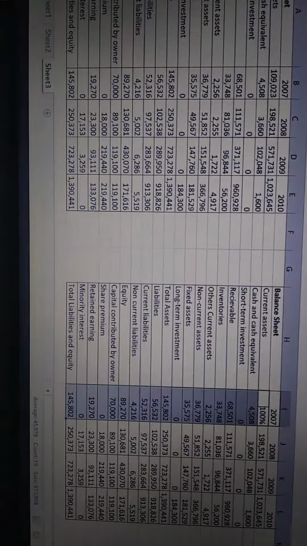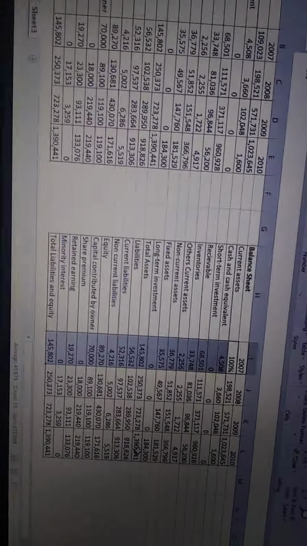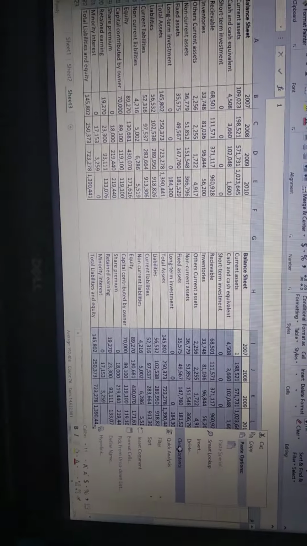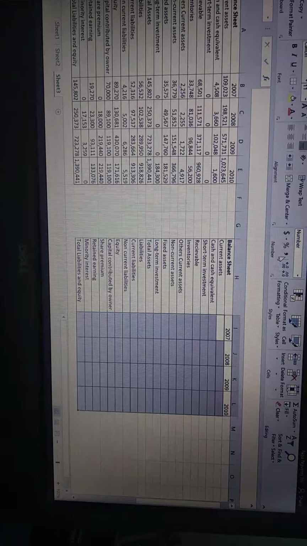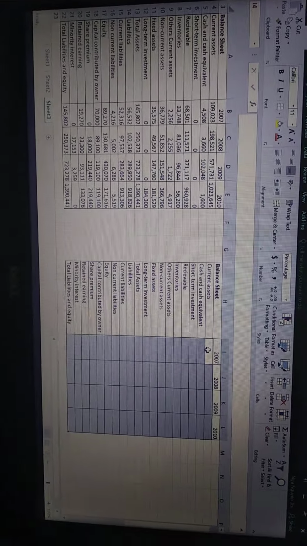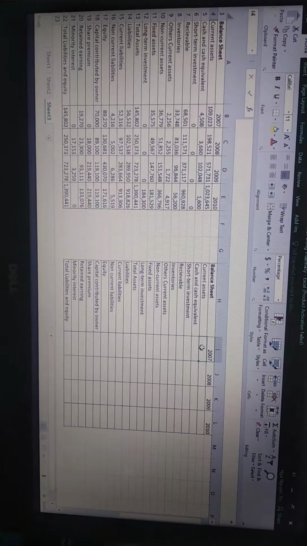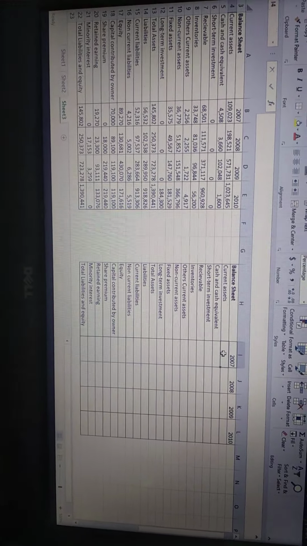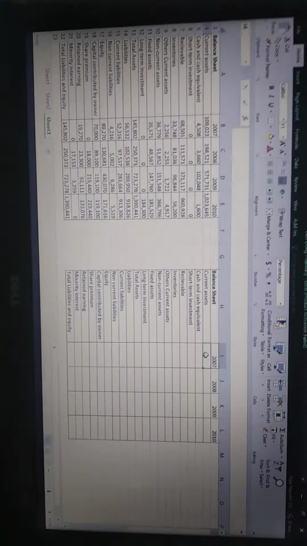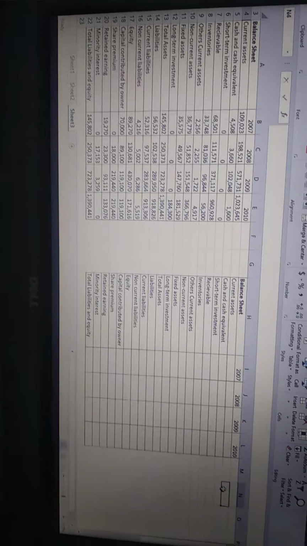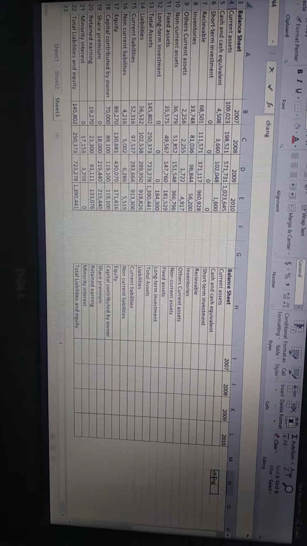I will clear all the numbers. So I clear all the numbers here. And I will set this as a percentage, and we take two numbers after the point, right? And so now I will do the trend analysis, right? So trend analysis for the change percentage in trend analysis.